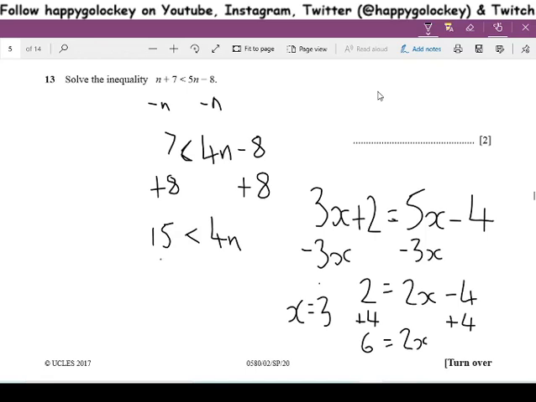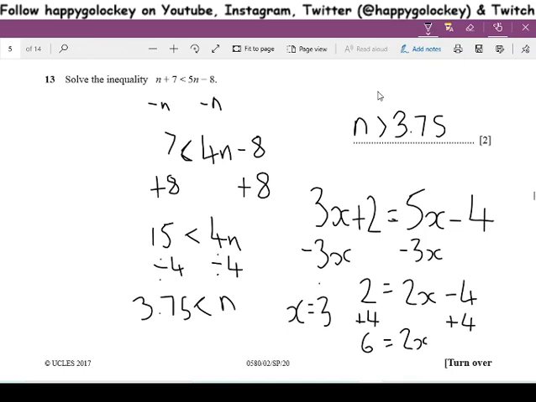Divide this by 4. Divide by 4 to find out what 1n is. Well, 15 divided by 4, half it to get 7.5. Half that again, and you get 3.75. So 3.75 is less than n, but most people would write it the other way around. n, therefore, is more than 3.75. But you wouldn't be punished for writing it the other way.